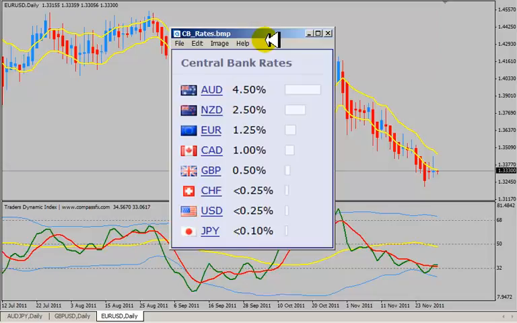Now, take a look at this list. You can see here's the Aussie dollar, the central bank interest rate, the overnight interest rate is 4.5%. If you look all the way down to the bottom, the overnight interest rate through the Bank of Japan is only at best 0.1%.